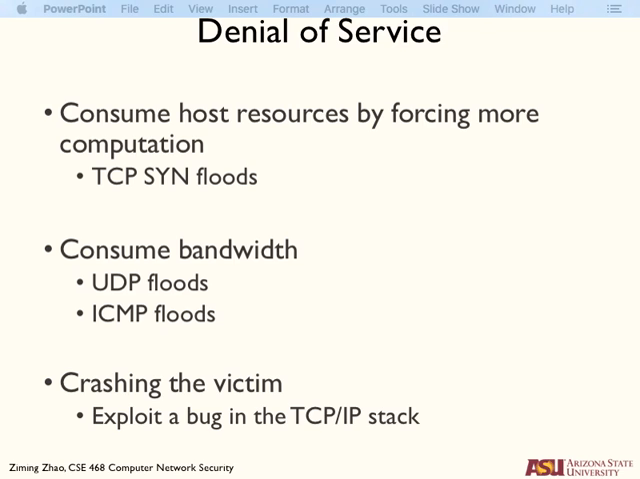So, typical ways to pull off a DDoS attack: consume host resources by forcing more computations. For example, TCP SYN flood. In TCP, there will be a three-way handshake. First, the client will send a SYN packet, and the server is supposed to receive that, send back a SYN ACK, and also create maybe a process to wait for future messages.